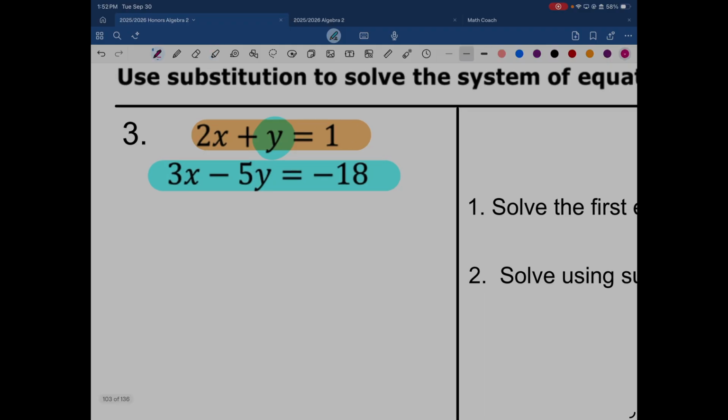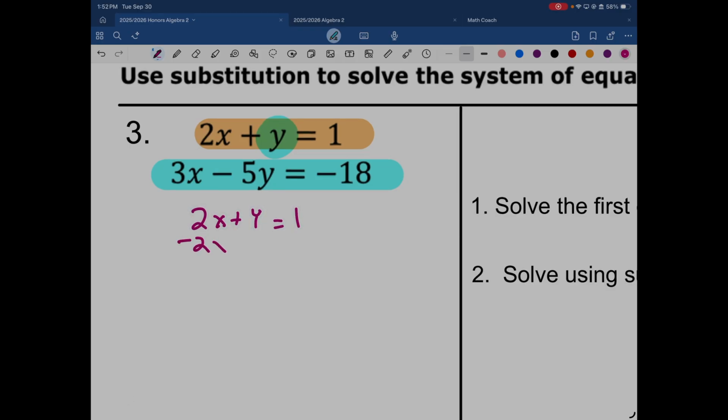Subtract off 2x, right? So if I have 2x plus y equals 1, if I subtract 2x's from both sides, then y is equal to negative 2x plus 1. Now I know what my y value is equal to.